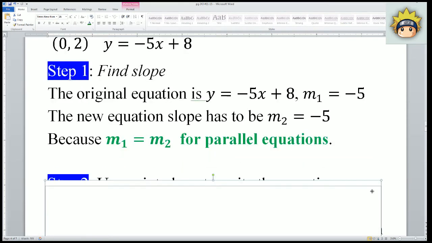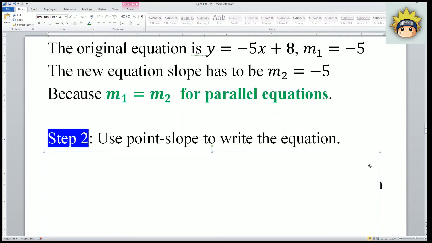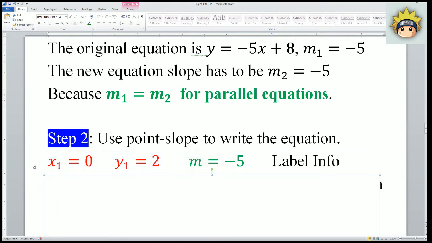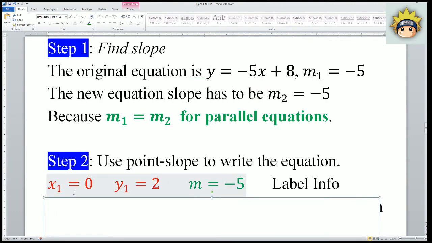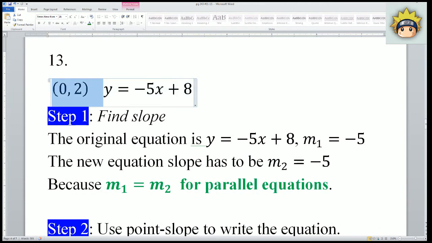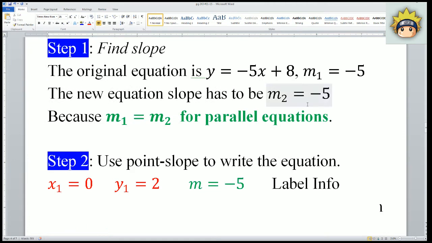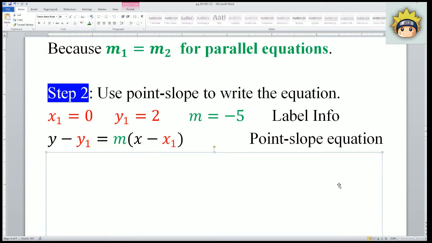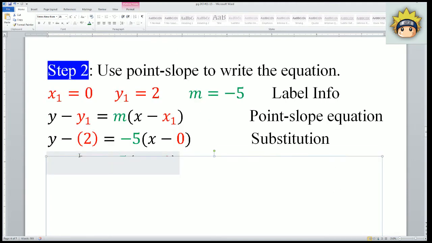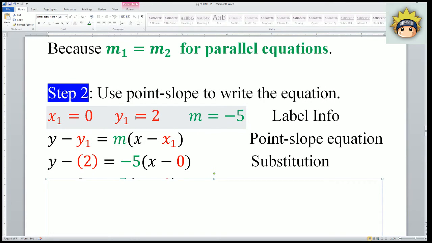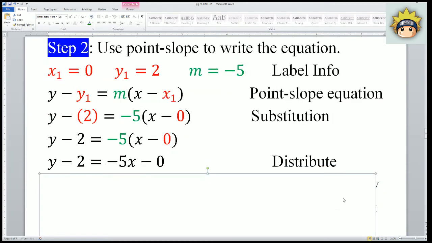Okay. Now you use point slope to rewrite the equation. This is my point. x1 is 0, y1 is 2, and m equals negative 5. Here again, that is your point, and your slope here is negative 5. Use y minus y1 equals m times parentheses x minus x1. This is the point slope equation. Make those substitutions, right? y1 is 2, m equals negative 5, and x1 equals 0. That's your substitution.